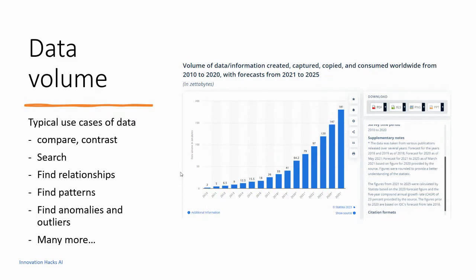And what we're expecting by 23, 24 is about 147, so almost double of what we are looking at. Typically, 147 zettabytes of data. Typical use cases that we've seen in the data world: you compare, you contrast, you search, you find relationships in the data, you try to find patterns, you try to find anomalies and outliers in the data, and there are many more such use cases.